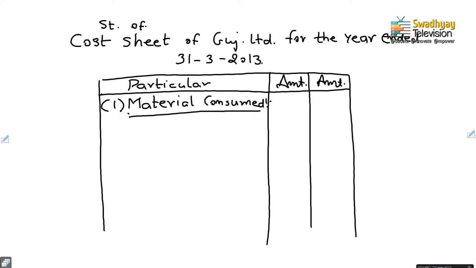We already discussed this part. The first is opening stock of raw material. Let's begin with the first item, opening stock of raw material, and the amount of opening stock of raw material is 33,000 rupees.